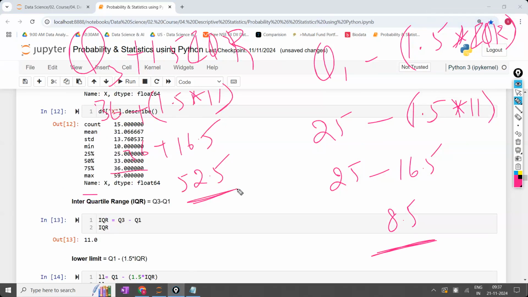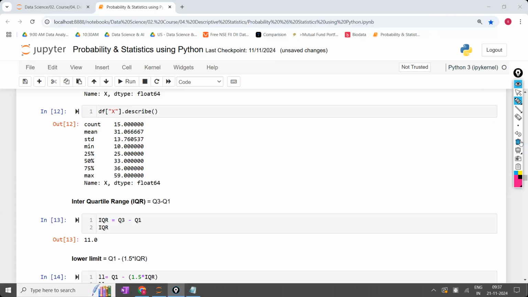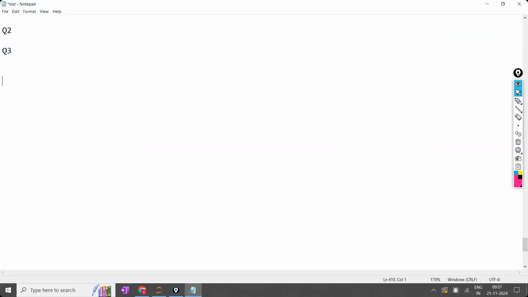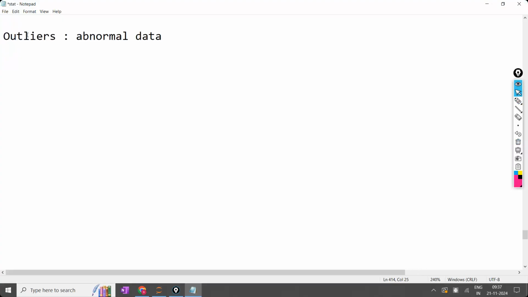Now, what is the purpose of calculating lower limit and upper limit? Now we are going to enter into a most important concept called outliers. Outliers are called abnormal data. Means everything will be on one side, and this single record will be on some other side. Not only a single record, it can be multiple records also. Something different data. Remaining records will be normal.